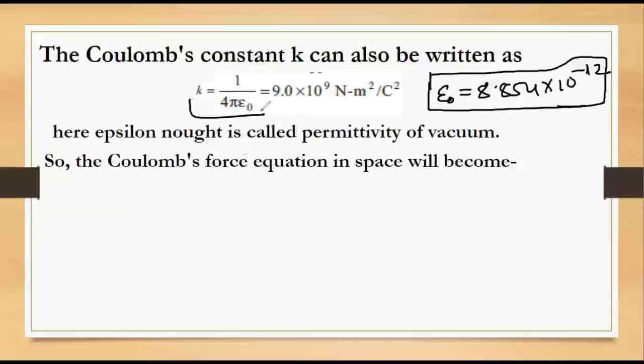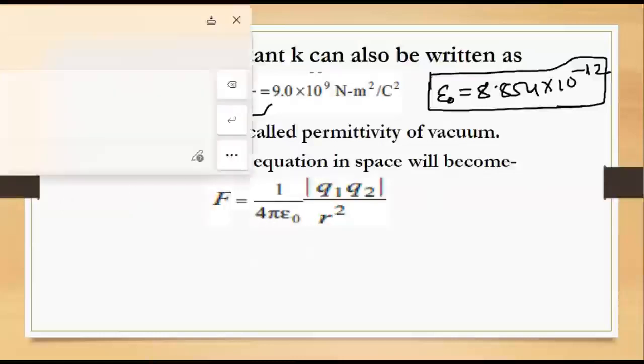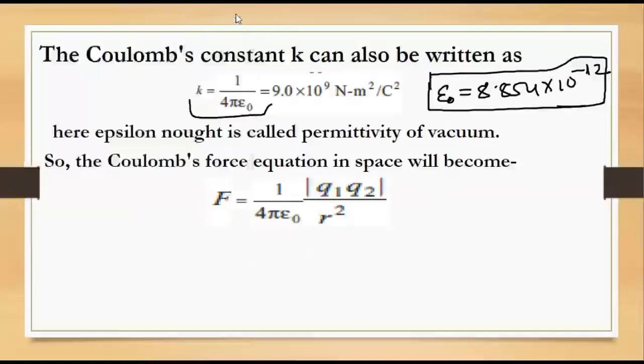So if I put K like that, obviously Coulomb's equation will be like this only. F equal to K, yeah, 1 by 4 pi epsilon naught Q1 Q2 by R square. Okay? Here we need to put Q1 and Q2 in magnitude. I have already told.